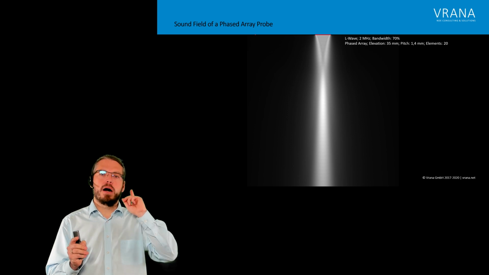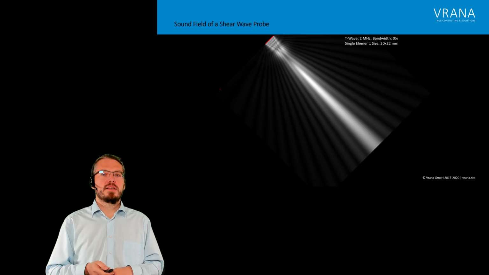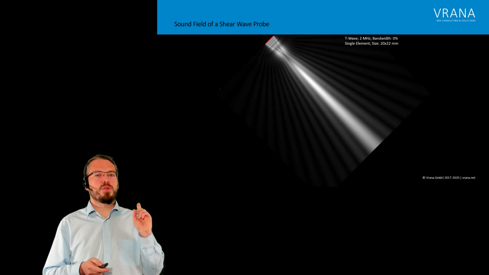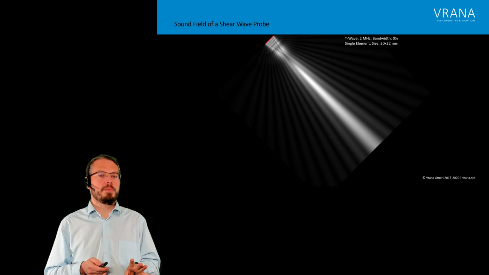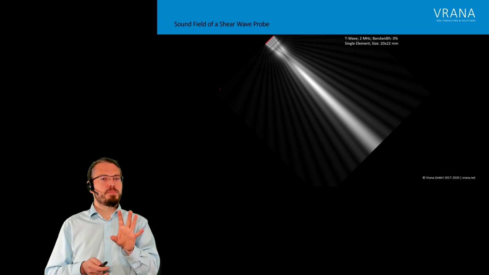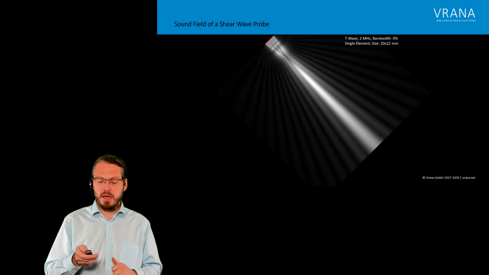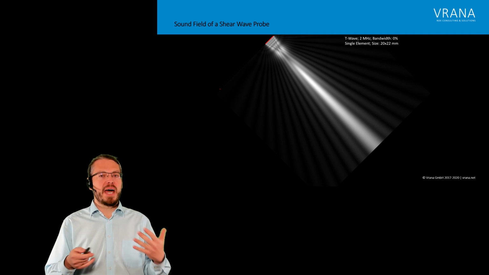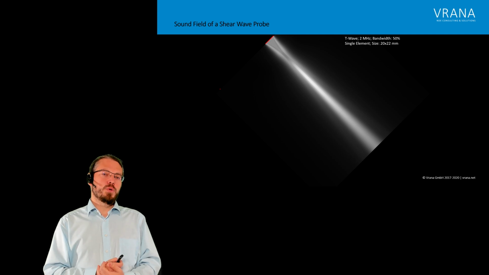You might be saying, I use a transverse probe. Let's see. This is a shear wave probe with 2 megahertz, single element, a size of 20 by 22 millimeters. Again, with a bandwidth of 0%, we see all of those interference patterns, we see all of those side lobes. In reality, with the bandwidth that probe has, which is 50%, we do not see it.